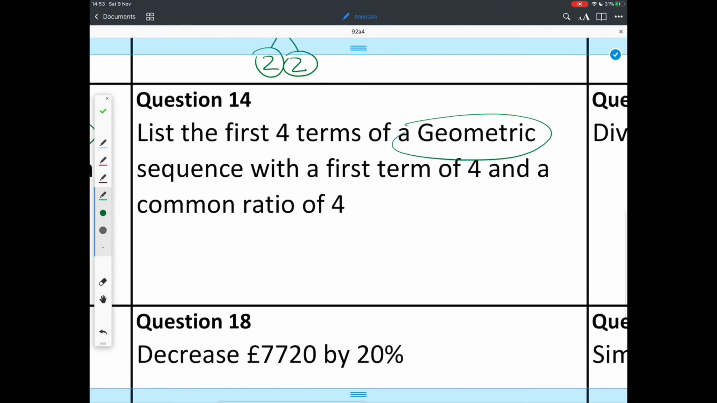Again, I have another geometric sequence, so we're now going to start with our first term of 4. I'm going to times it by 4. 4 times 4 is 16. And 16 times 4 is 64. And then 64 times 4, well, 60 times 4 is 240. 4 times 4 is 16. 240 add 16 is 256.